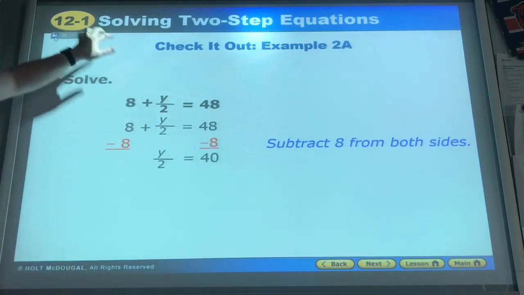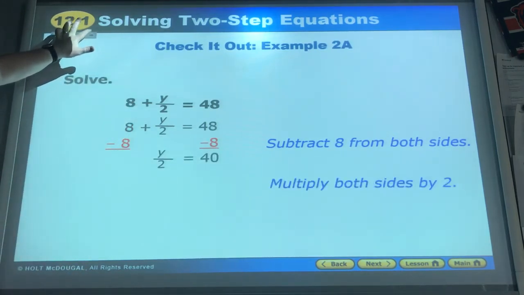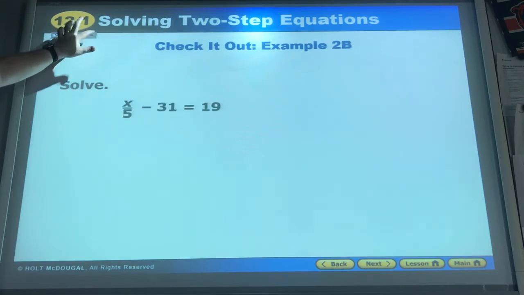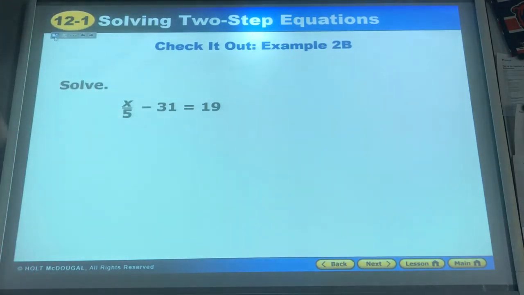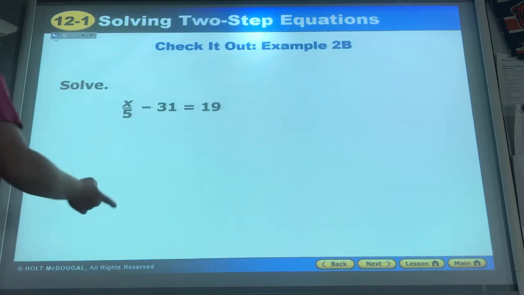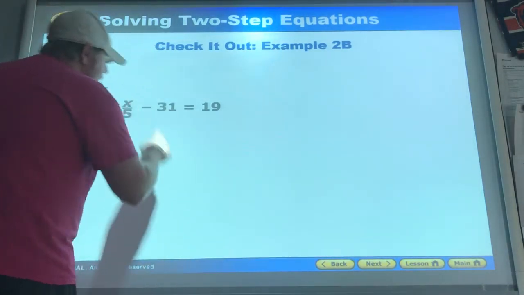Focused on that first. We did our inverse operation. We do another inverse operation with the multiplication. Y equals 80. I need you to write them step by step. That's what Mrs. Heller will want you to do. That's what I'm asking you to do. We focus on this first.